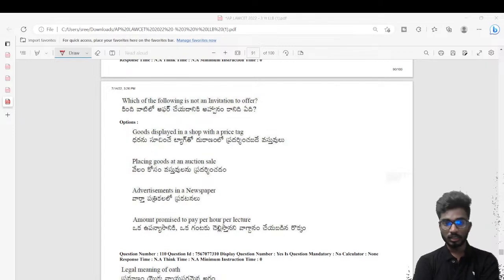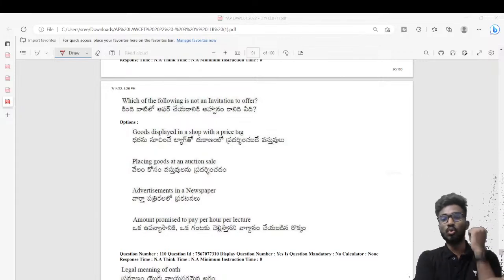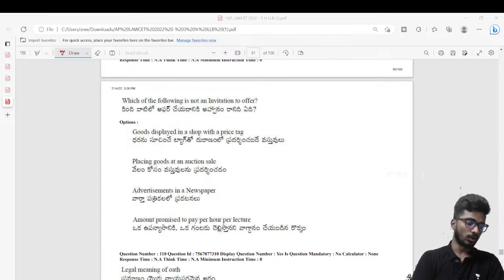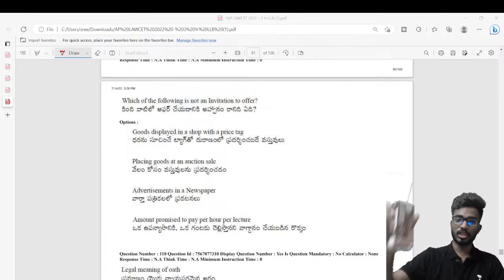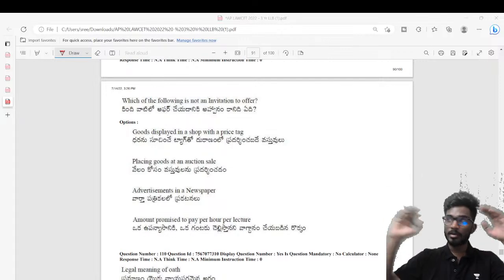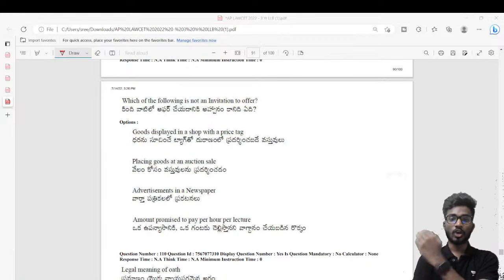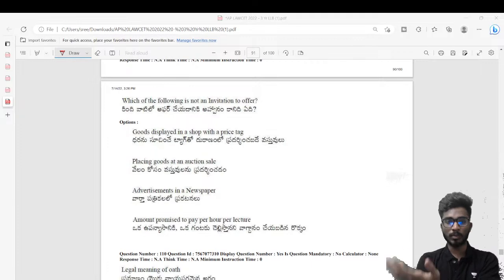An invitation to offer is not an offer made to a specific person. It is made to a group of people, or the entire world at large. Somebody will look at it and come to him. For example, goods displayed in a shop with a price tag. Say this Hershey's milkshake is priced at 40 rupees and I have placed it in a shop. Just because it is in the shop, did the shopkeeper make any offer to me? No. I will go there, look at the rate, and whoever pays the best price, the shopkeeper will give it to him, right?